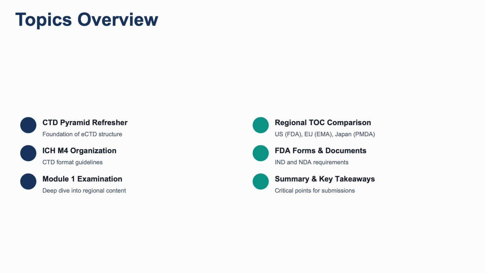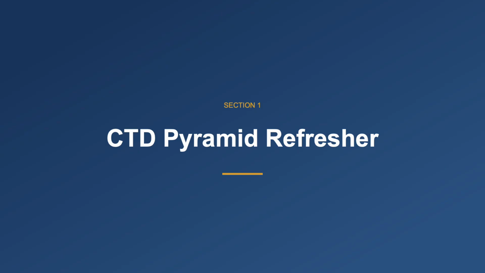The core of our discussion will be a detailed examination of Module 1 itself, followed by a comparative analysis of the regional table of contents for the US FDA, European EMA, and Japanese PMDA. We will pay particular attention to FDA forms and documents given their importance for US submissions. Finally, we will summarize key takeaways that you should remember for both your written assignment number 1 and your professional practice. Let us begin by refreshing our understanding of the CTD pyramid structure.